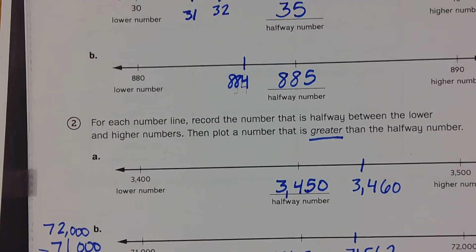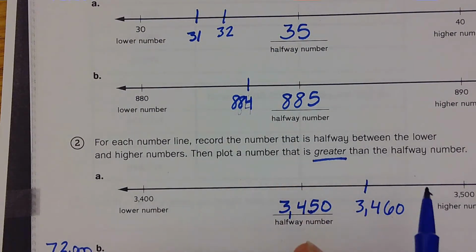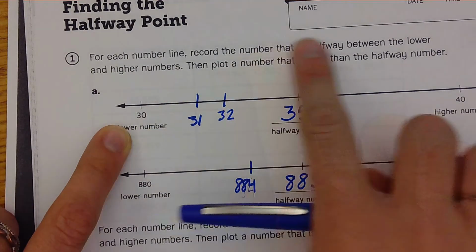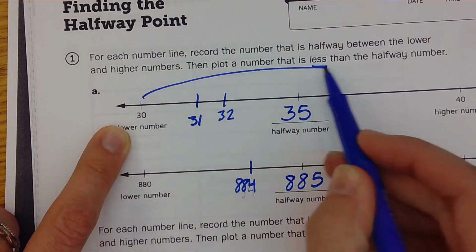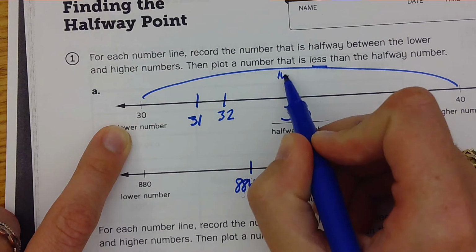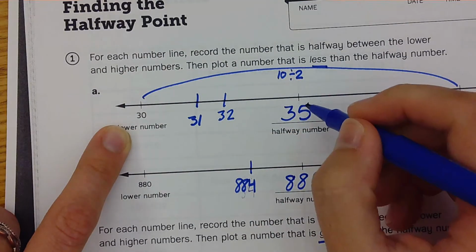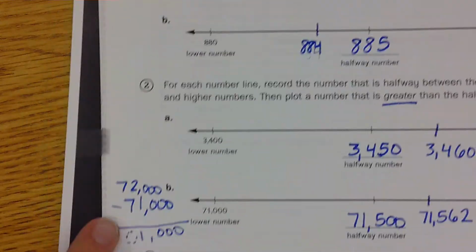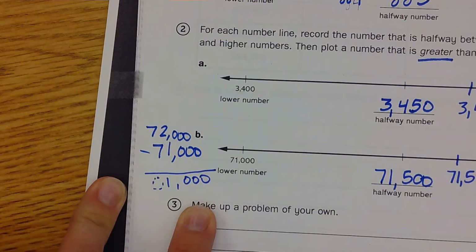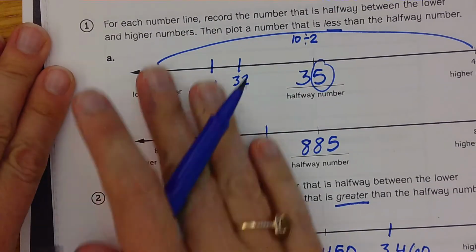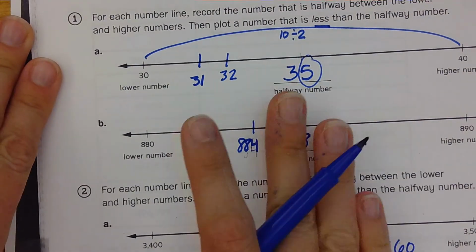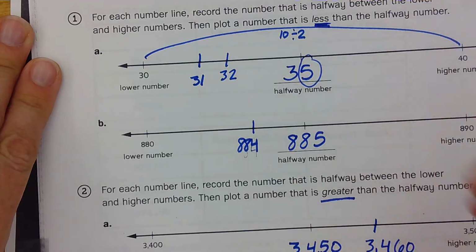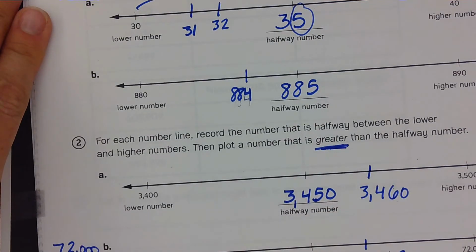So if you get a problem that asks you to find the halfway number, if you can do it mentally, I know it takes me 10 hops. Like we said up here, it's 10. And then you divide it by 2 to find the halfway, and that gave us that 5. Or down here, you can subtract it, okay? So you might see a problem like this. You just find that halfway number, and then if they ask you to plot, just make sure you pay attention to if it's less than or greater than, okay?